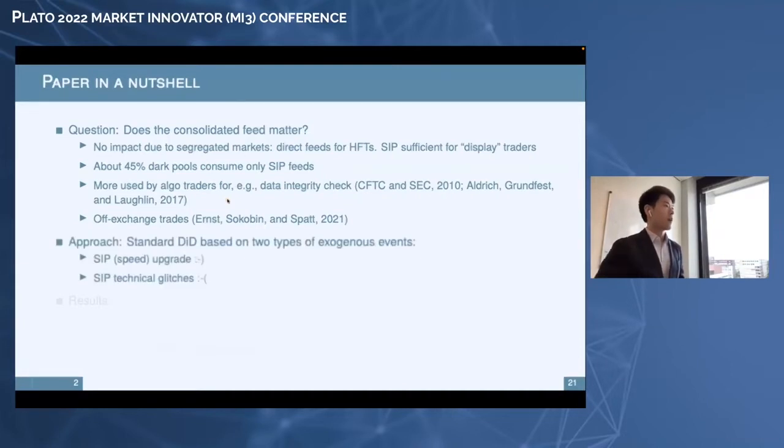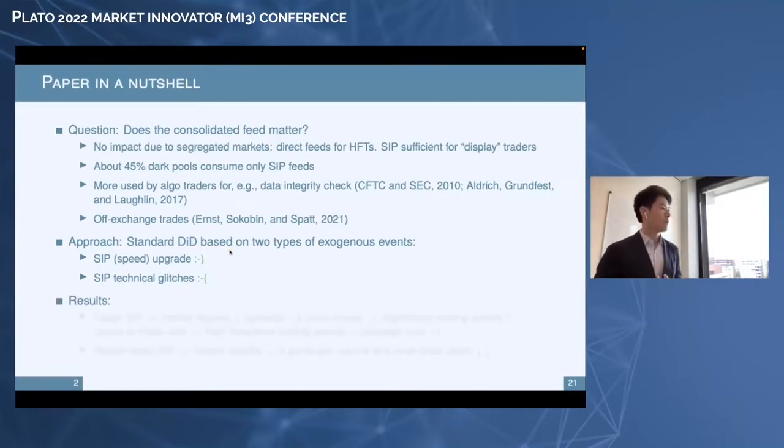So essentially, how can we tackle the question of whether the tape matters or not? What I do is use a standard diff-in-diff method based on two types of exogenous events. The first is a good event: a speed upgrade to the SIP. The second is a bad event, where the SIP suffers from technical glitches, so the SIP feeds are either not available or very corrupted.